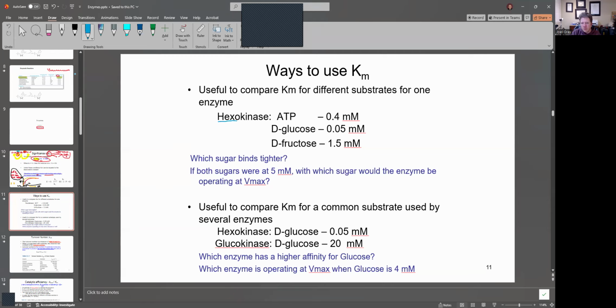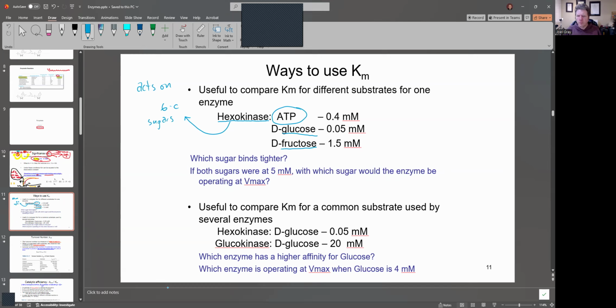Okay, there's an enzyme known as hexokinase. When you see hexo, I want you to think 6. So hexokinase is an enzyme that acts on 6 carbon sugars. There's a number of different 6 carbon sugars. Glucose is a 6 carbon sugar. Fructose is a 6 carbon sugar. Okay. So hexokinase, in order to catalyze its reaction, is going to bind to ATP and a 6 carbon sugar.